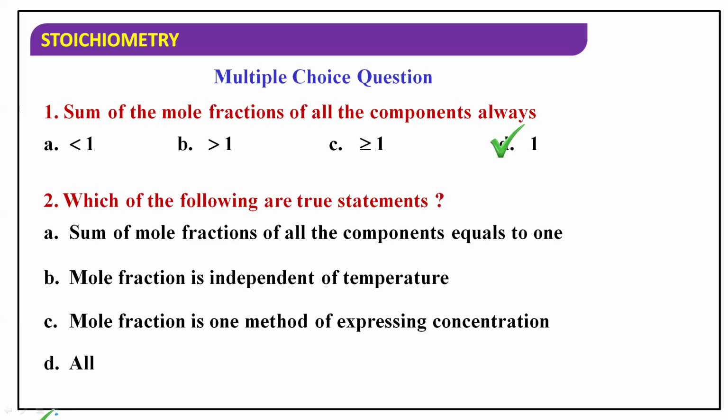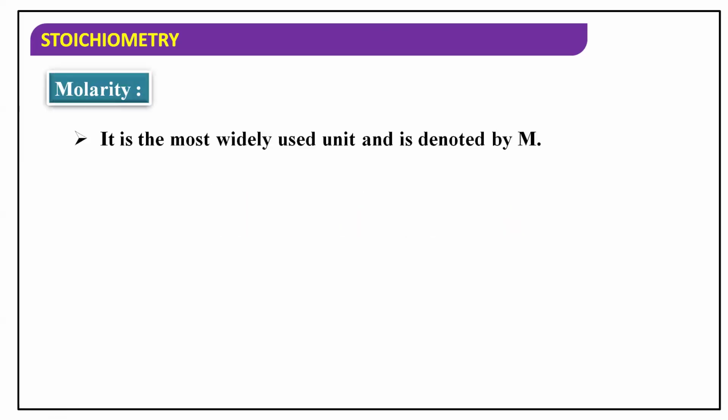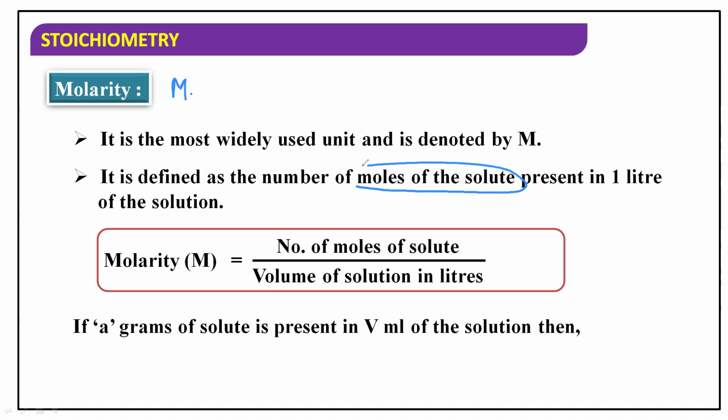Right, so let's move further now. The next concept we are taking is molarity. Molarity is again one of the very important methods to express concentration of a solution. So what is molarity? Let us understand it. It is the most widely used unit and it is denoted by capital M. So let's make it very simple. Molarity is denoted by capital M, and how is it defined? It is the moles of solute present in 1 liter of solution.